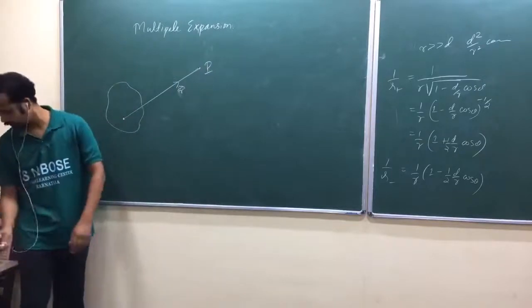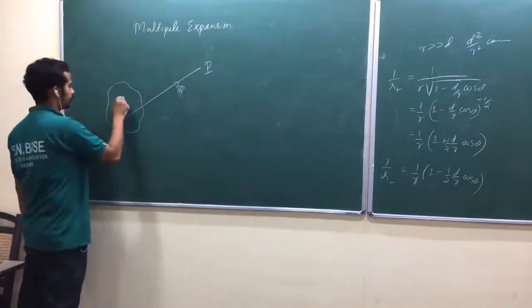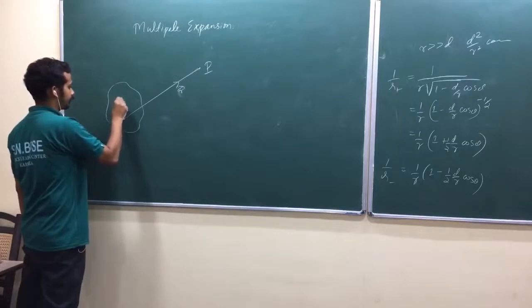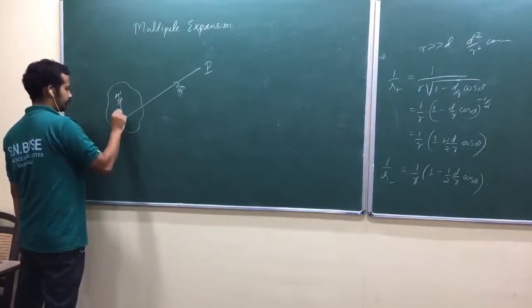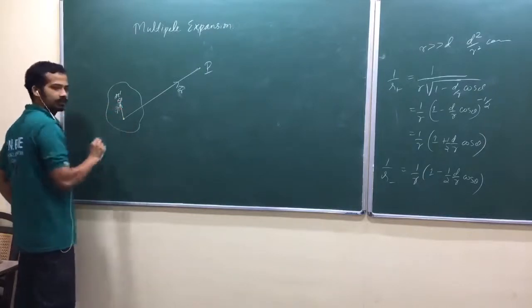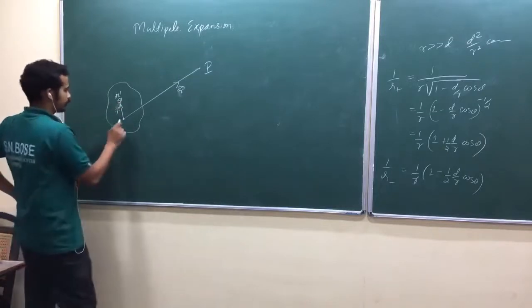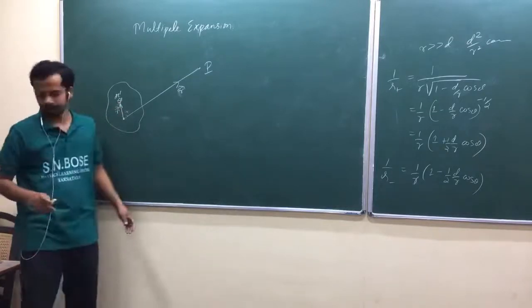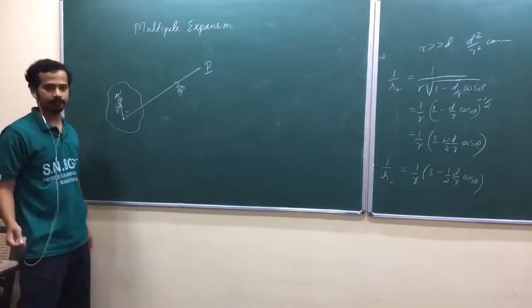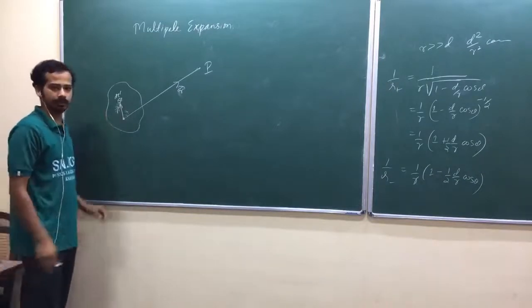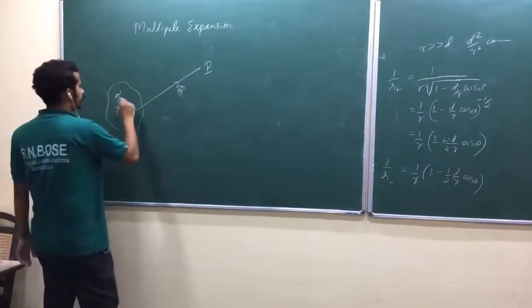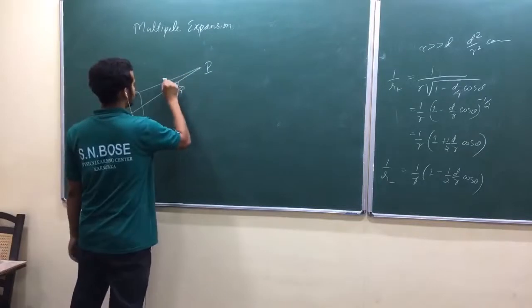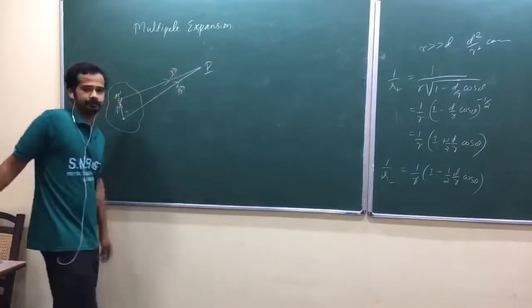Now I'm going to define one small elemental volume here, d tau prime, at a position r prime vector. Now this is my alpha, the angle between these two. Obviously that alpha is variable. Am I right? We are going to integrate with respect to all source charges. Now let me define from source to field point, italic r vector.